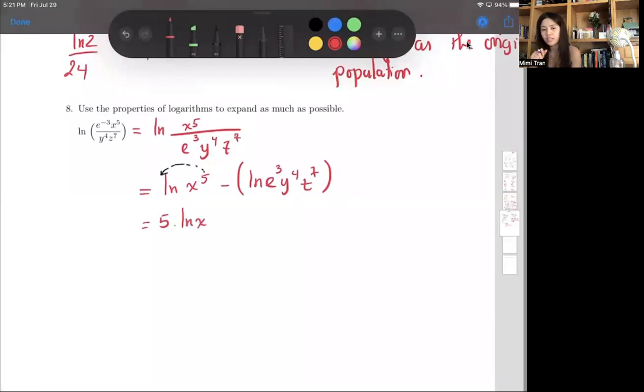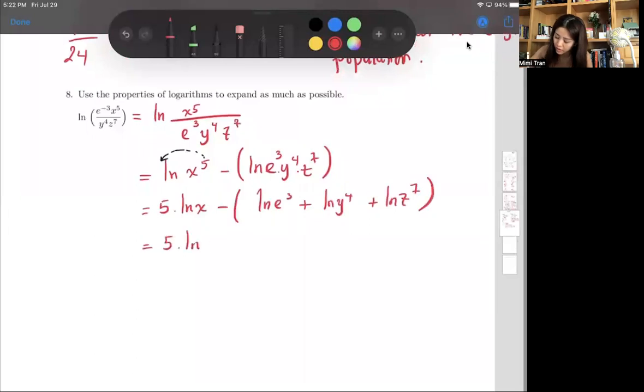Now, the one in the parentheses, you're going to do one step at a time. So first, I'm going to use the product rule. You say ln of e cubed times y to the 4 times z to the 7. So the product rule says what? Minus, ln e cubed plus ln y to the 4 plus ln of z to the 7. Notice that I put the parentheses around it. That's because of the minus.